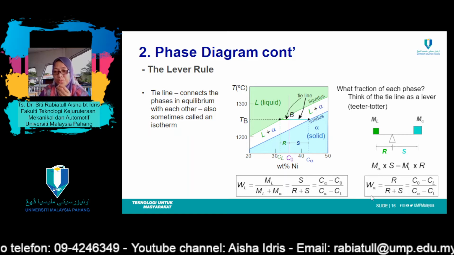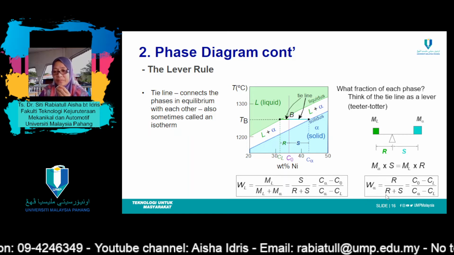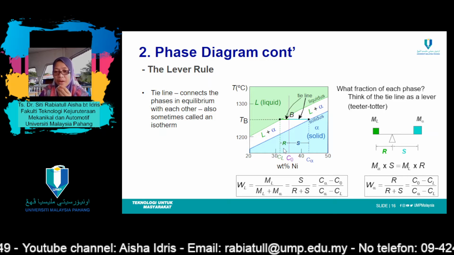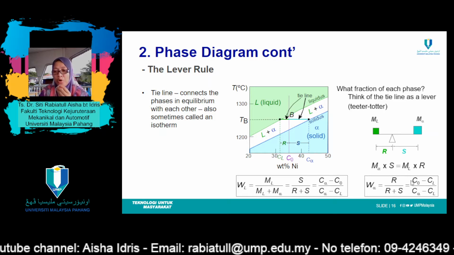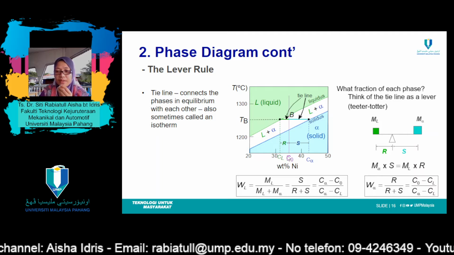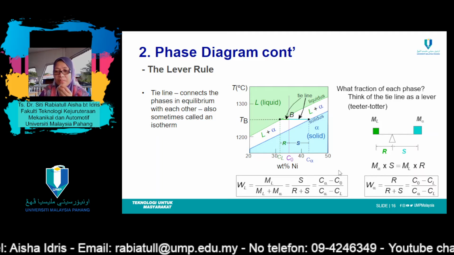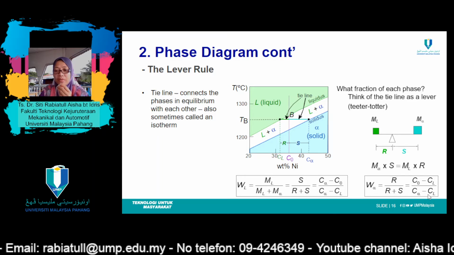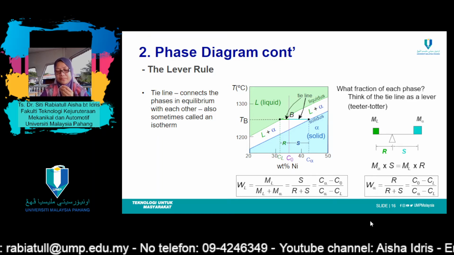Same goes for the solid phase. This one is R divided by R plus S. Or if we are referring to the x-axis, C naught minus C liquid divided by C alpha minus C liquid.